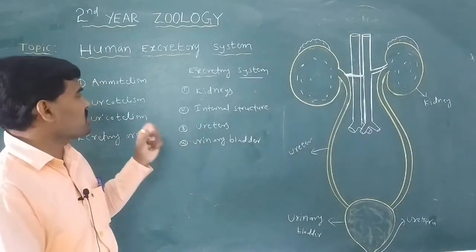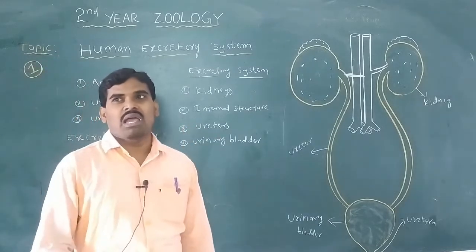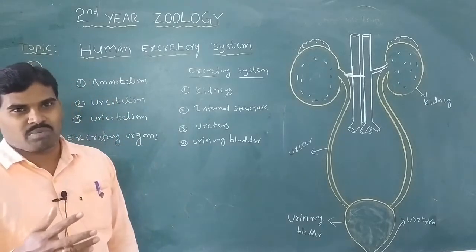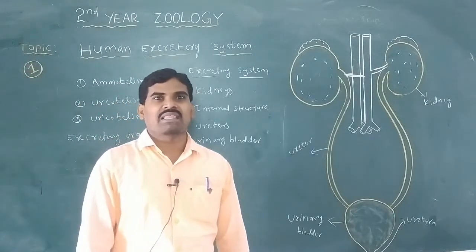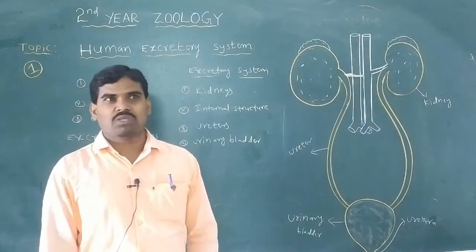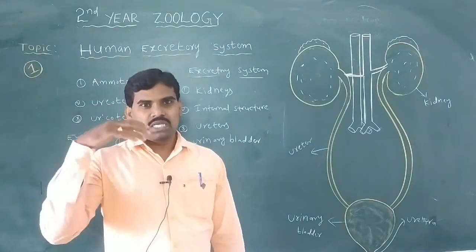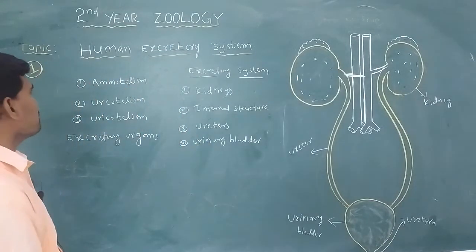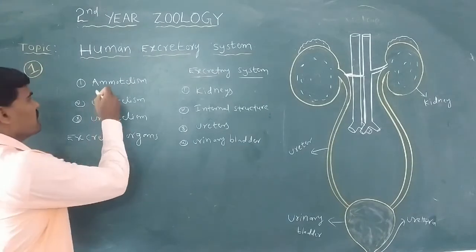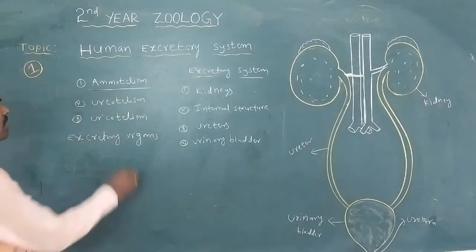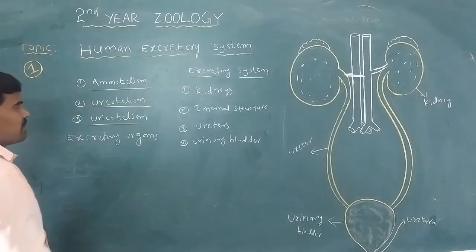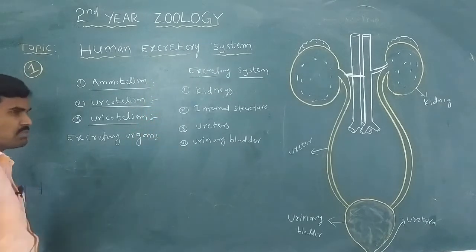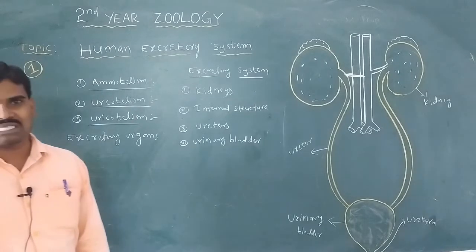So what is the definition of excretion? Excretion means that the final products formed in our bodies from metabolic activities, the nitrogenous waste materials, are sent out. This is called excretion. Based on the excretory materials, there are three types: ammonotelism, ureotelism, and uricotelism.